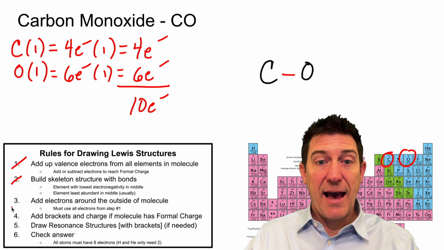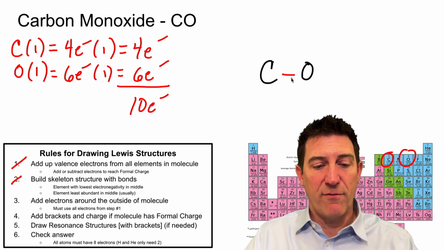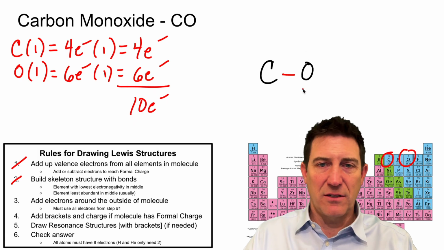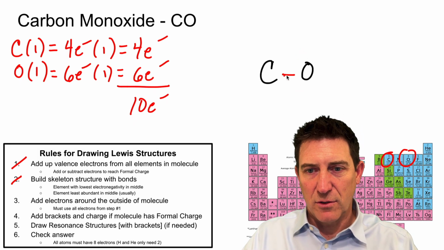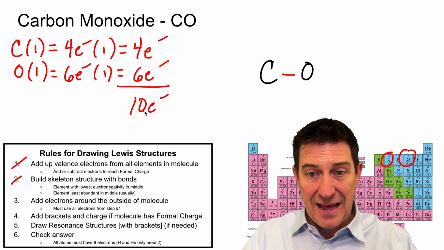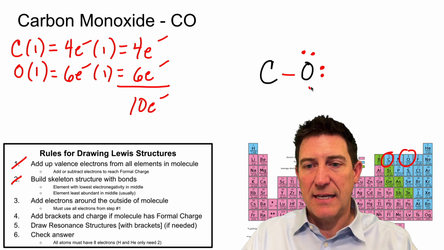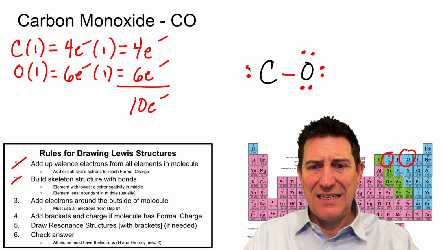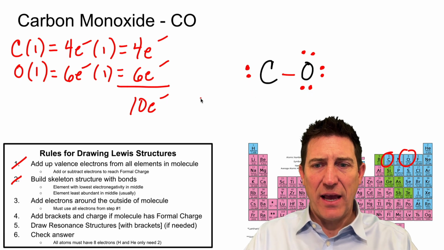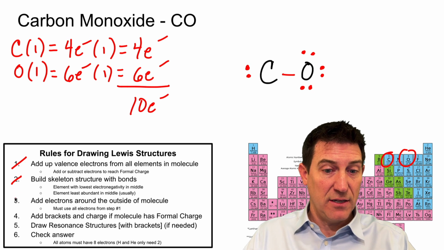Step 3, add all of our electrons around the outside. So far, we've only used 2 because we have 1 bond in there. I'll just go ahead and start putting them around the oxygen because that seems like a good place to start. So I've used 2, trying to get to 10, 3, 4, 5, 6, 7, 8, 9, 10. Okay, well, that's fine. I can't invent more electrons. It just is what it is.